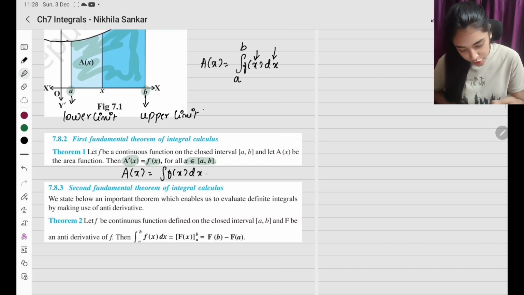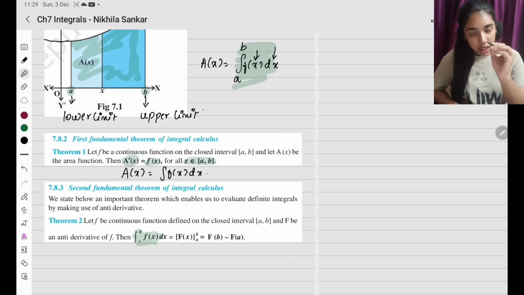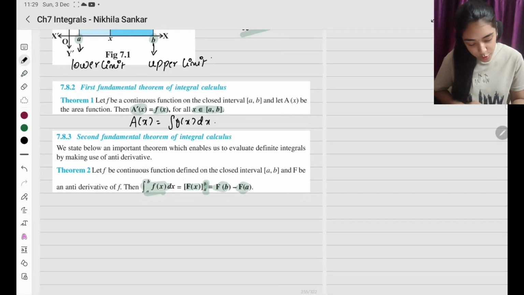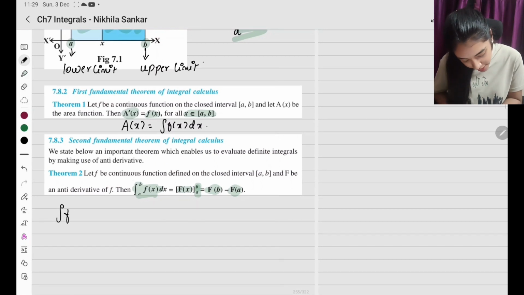Second theorem is going to be, if you have this particular integral, the one that I just wrote, how are you going to solve this? You first find the integral, which is going to be F of x, then you substitute the values b and a. So when you substitute, what happens? You get F of b. First b substitute pandrom, apra a substitute pandrom. So the integral of f of x dx is going to give me capital F of x.